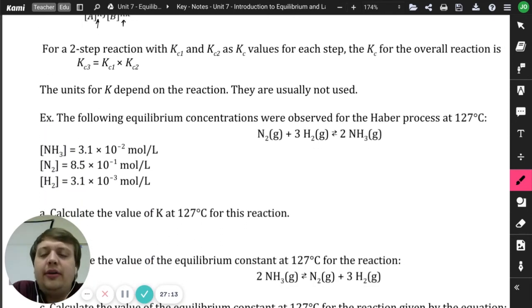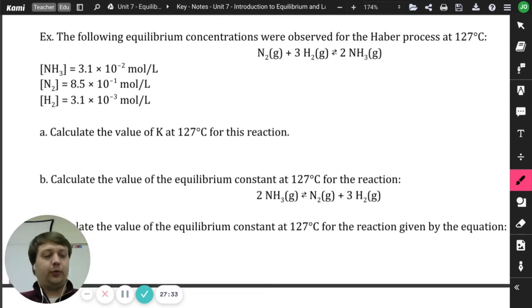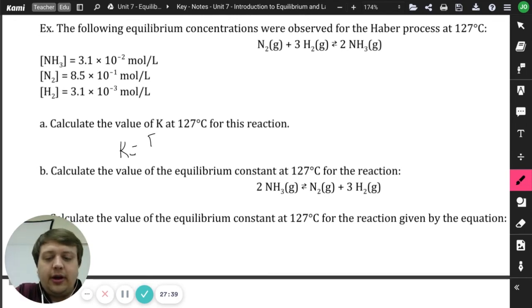So let's look at this. It says the following equilibrium concentrations were observed for the Haber process at 127 degrees Celsius. The Haber process is just taking nitrogen and hydrogen and producing ammonia, and that's a reversible reaction. First off, it asks us to calculate the value for K. How do I do that? Well, remember that my K is going to equal the concentration of my products, NH3 to its coefficient, divided by the concentration of my reactants, N2 and H2 to the third power.